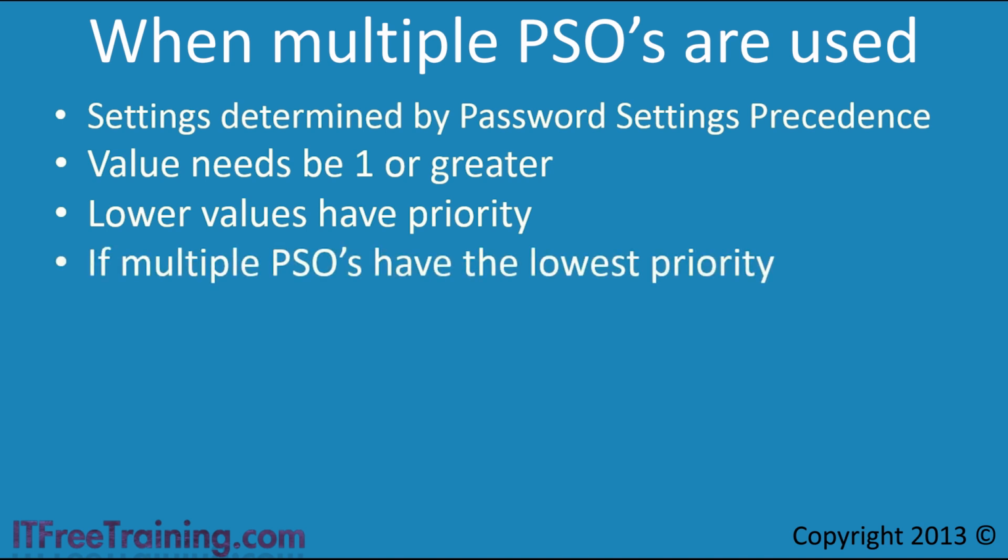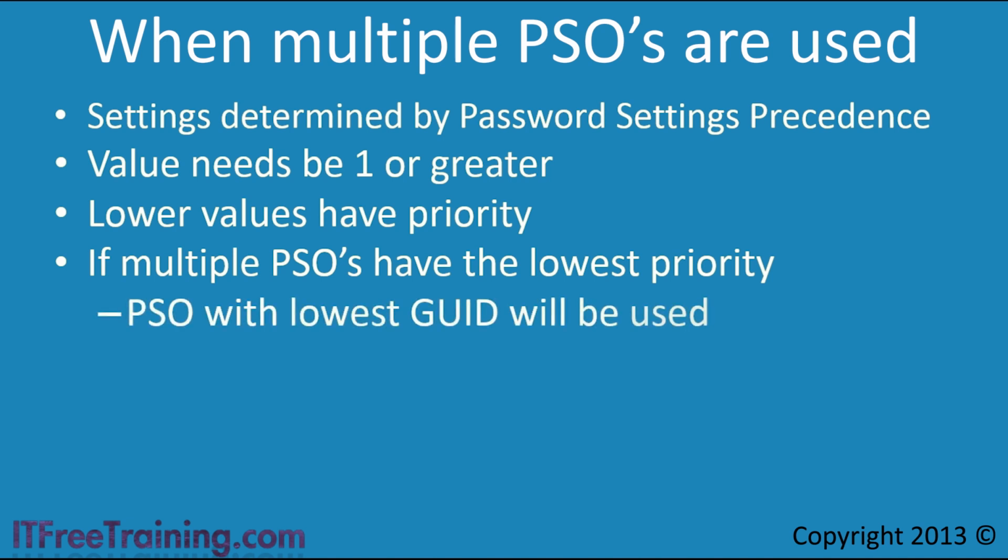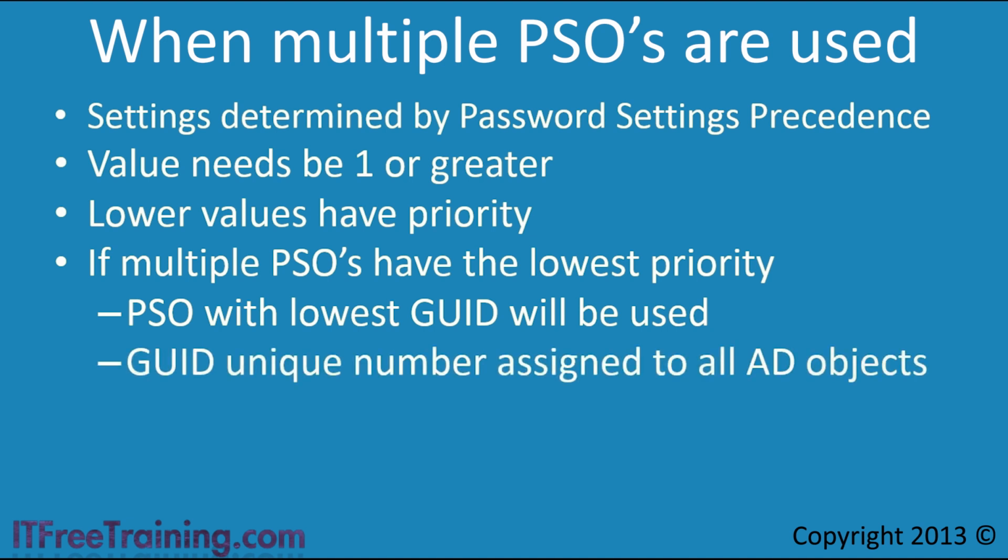If there are multiple PSOs assigned to the user with the same lowest level, for example, multiple PSOs all have the value of 1, the PSO with the lowest GUID will be applied. The GUID is a unique value that is assigned to all objects when they are created. A GUID is like a serial number for objects, so one of the PSOs will always have a lower GUID than the others, and that PSO will be applied.